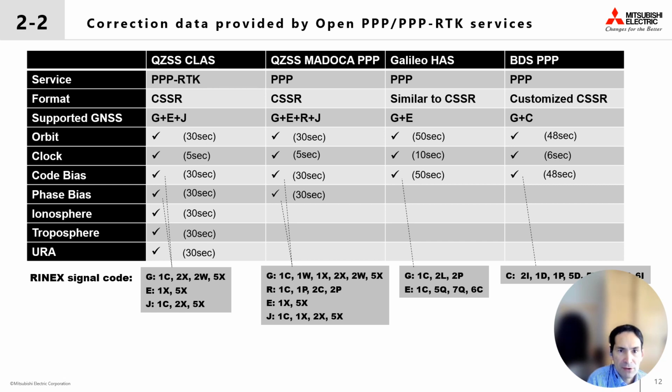The table shows correction data provided by open high-accuracy services. So the CSSR format and its derivatives are used for all services. And for supported GNSS, all services support GPS, while other GNSS are also supported for each service.